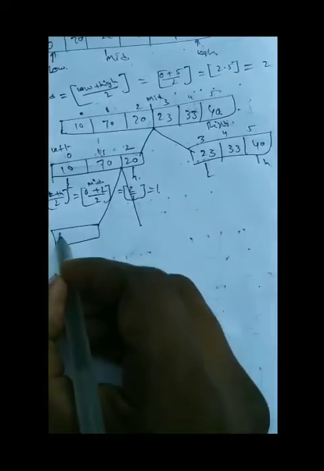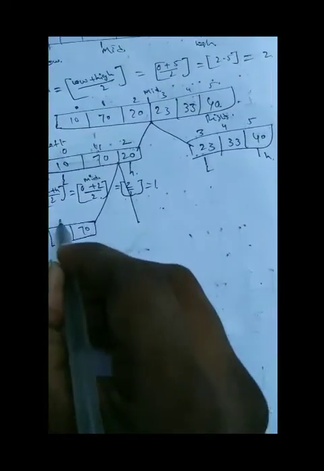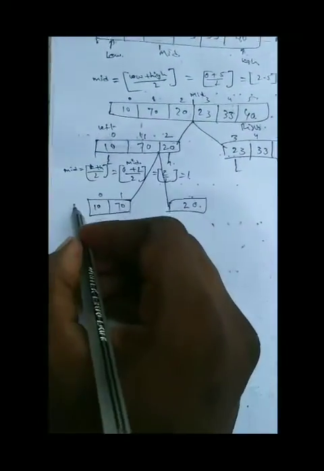So we divide the list into 10, 70, that is indices 0 and 1. We have divided the list into sublists containing one or two elements. Now we find the maximum and minimum values of these elements of the array.